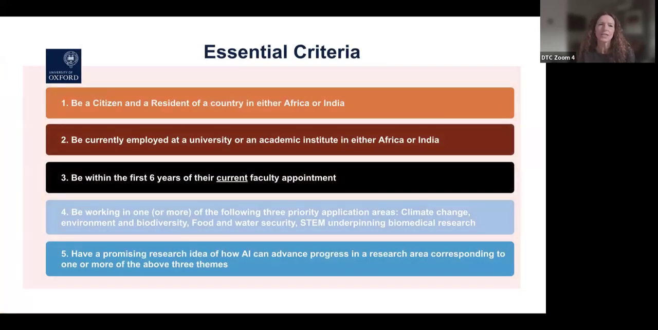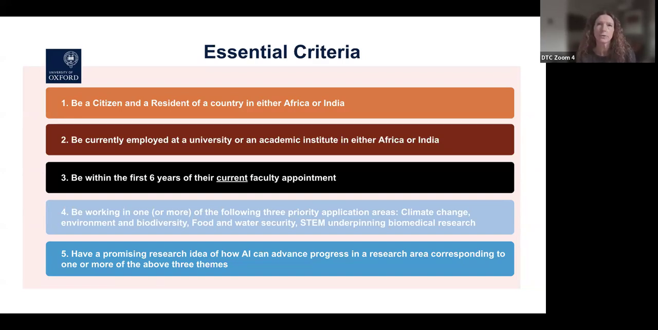So first off, the essential criteria. And that is to be a citizen and a resident of a country in either Africa or India, to be currently employed at a university or an academic institution in either Africa or India, and that you are within the first 6 years of your current faculty appointment.